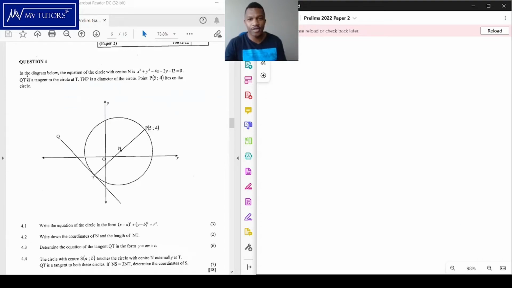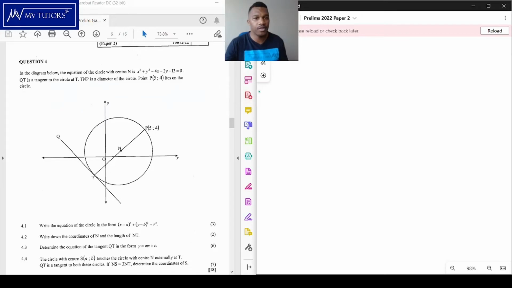It says, in the diagram below, the equation of the circle with center is given, and QT is tangent to the circle at T. TNP is a diameter of the circle. Point P is (5; 4) and lies on the circle. Okay, first question: write the equation of the circle in the form.